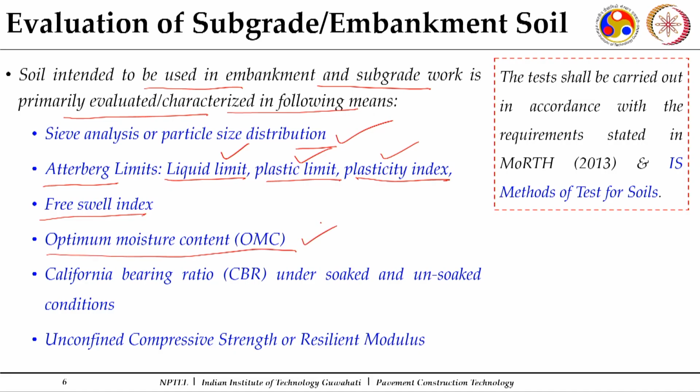Then we work out the characteristics in terms of its compaction and density. Two parameters are determined there: the optimum moisture content, along with the maximum dry density to which it corresponds. So, optimum moisture content and maximum dry density are worked out.